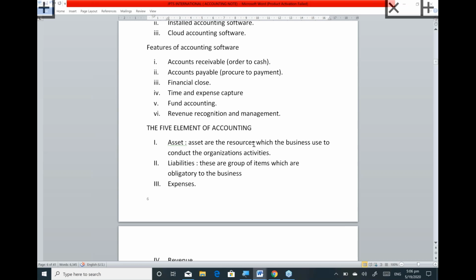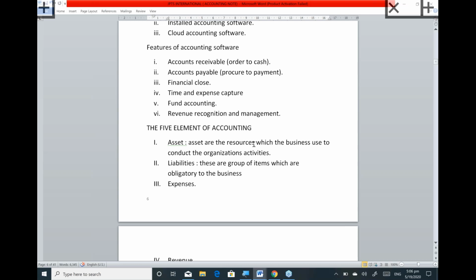Then we also have fund accounting. Fund accounting: what are those things you spent money upon that you need to account for? Sometimes we forget, but on your computer you can just put it in and you can't forget what you have put into your account. Then number 6, we have revenue recognition and management.